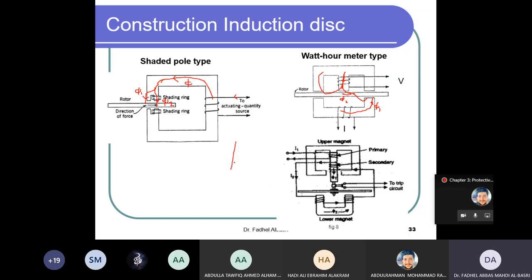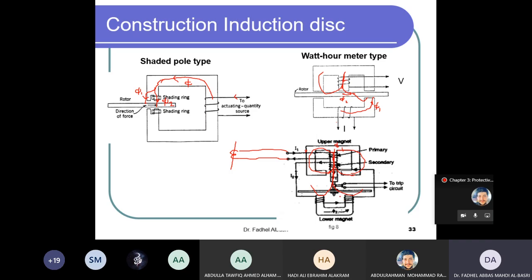So suppose I have a CT here, and this CT will be connected to here. So in this case, a current passing here will generate a flux in this core. So these are the fluxes from, this is phi1.